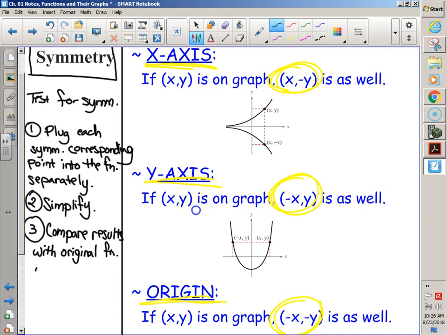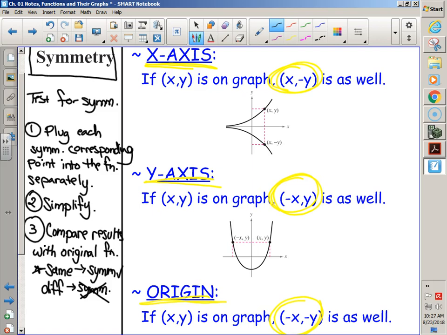And here's the idea. If they're the same, then the symmetry exists. And if they're different, the symmetry, whichever one you're checking for, does not. If, when you compare the results after simplifying, after plugging in the corresponding point, if you compare the simplified form with the original function, if they're the same, if they match, sweet, it has that symmetry. If they don't match, nope, that symmetry does not exist.